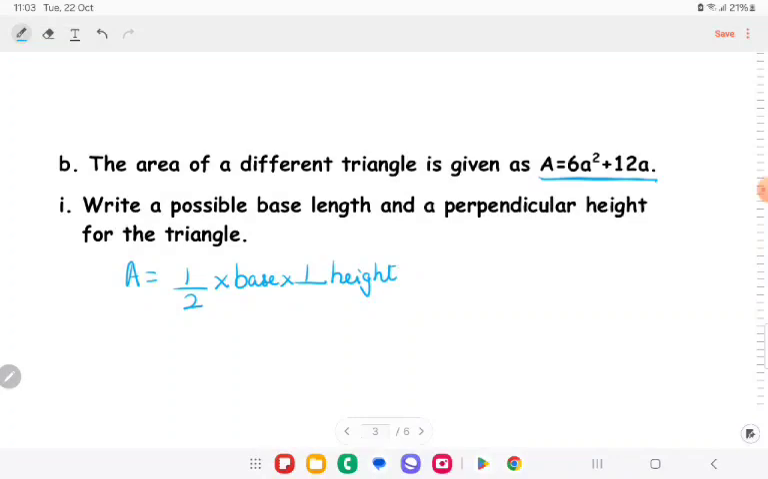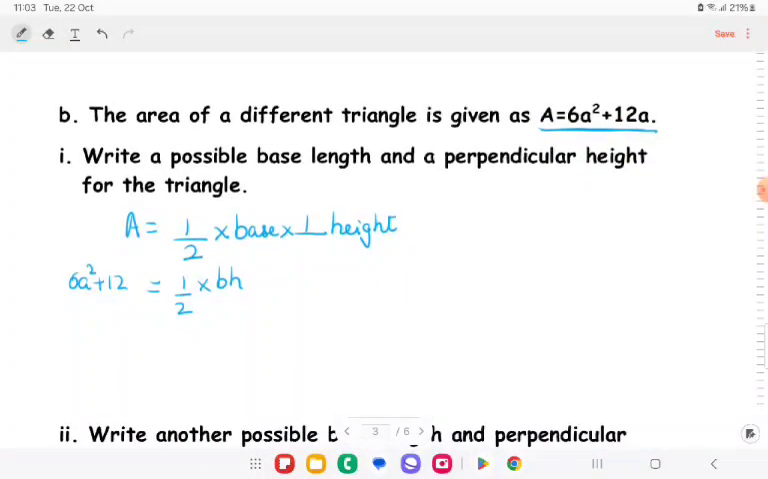Children, you will have to write down the formula every time you are asked to substitute it. So, half into base into height. And what is the area? It says instead of area, we will write 6a square plus 12a. Now, how do you solve this? The 2 goes on the other side.